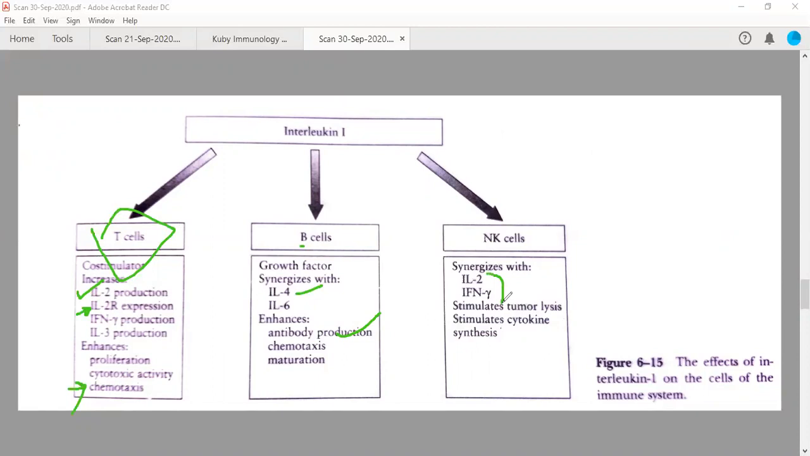So they will be activated when the T cell secretes these molecules, and they will activate the natural killer cells. They stimulate the tumor lysis. They will kill the tumor cells. They will also do cytokine synthesis. So different types of cytokines are secreted out of these natural killer cells.